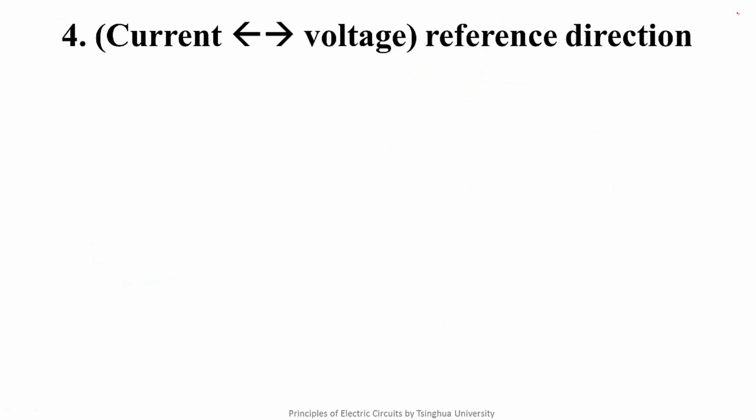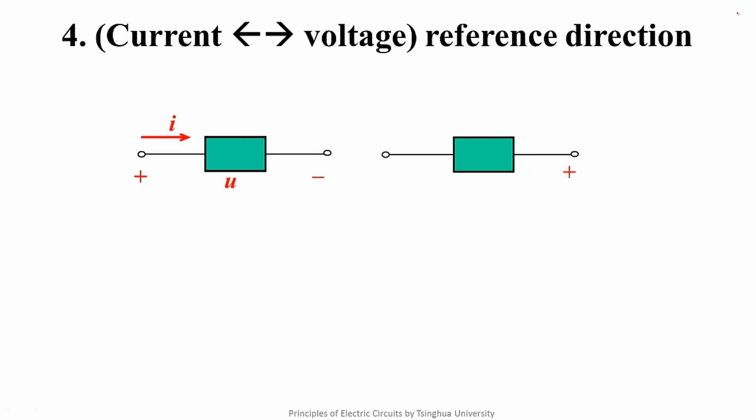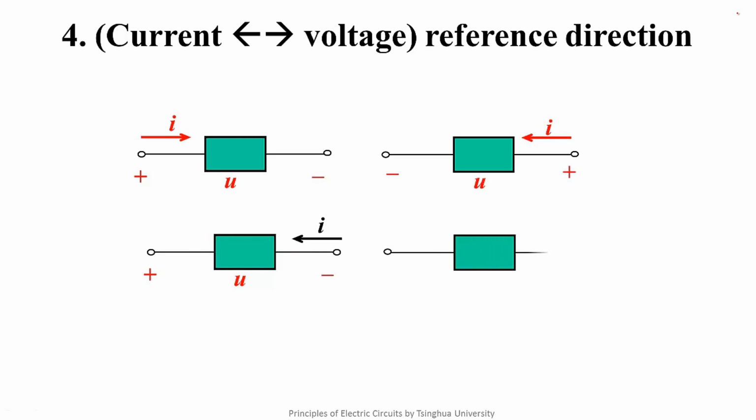In the last part of this lecture, we will discuss the relationship between the reference directions of the current and the voltage. For any two-terminal element, the relationship between its reference directions of the current and the voltage could be one of the 4 conditions. I draw them out here. The voltage may have 2 directions, left positive and right negative, or left negative and right positive. The direction of the current may be from left to right or from right to left.